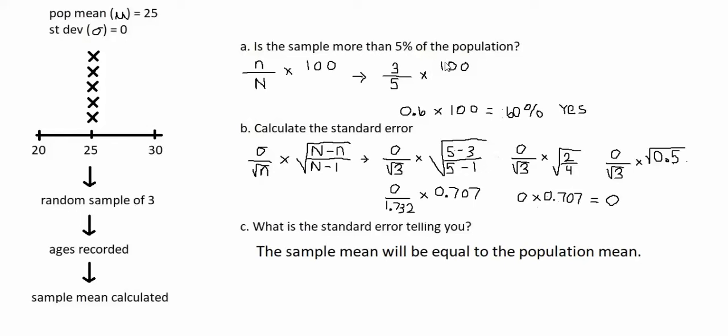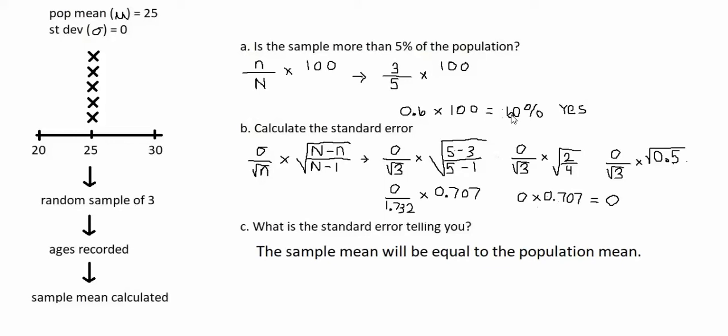Little n divided by capital N times 100. In this case, it's a sample of 3 from a population of 5. 3 divided by 5 is 0.6. 0.6 times 100 would be 60%. So yeah, the sample will be 60% of the population, and that is more than 5%. 60 is more than 5.